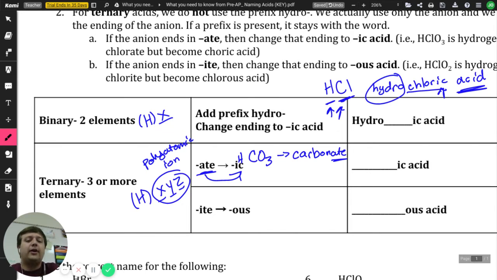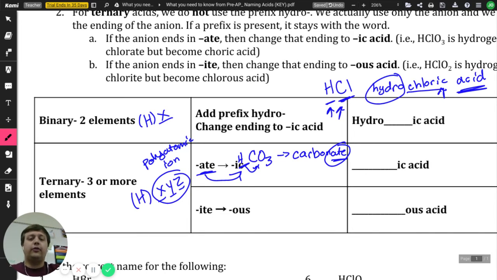Okay, so anytime I've got a hydrogen attached to a polyatomic ion, I'm going to look at the end of that polyatomic ion and I'm going to try to decide, is it ate or is it ite? If it's ate, I change it to ic, and if it's ite, I change it to us. Ate changes to ic, ite changes to us.